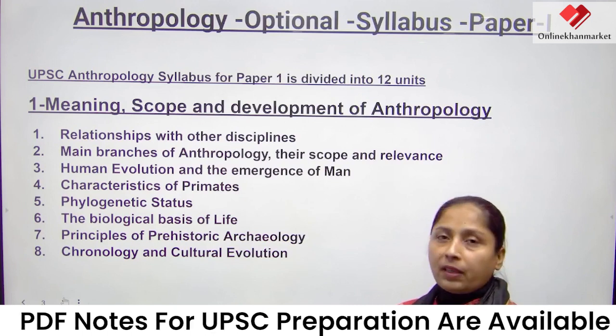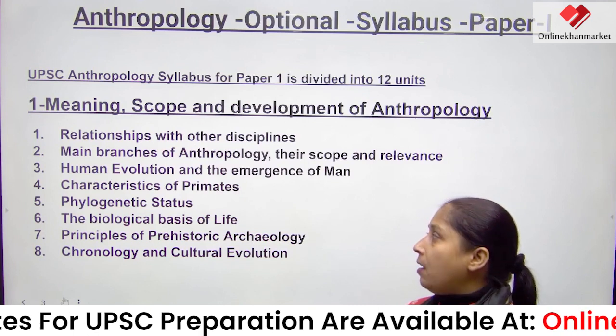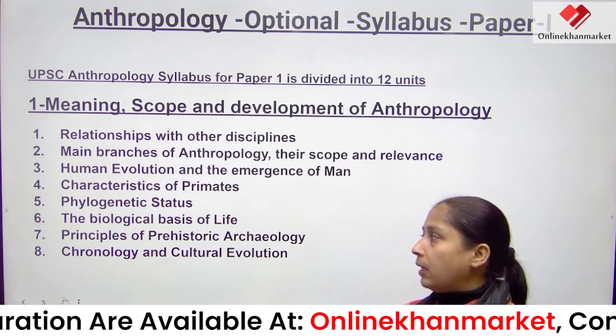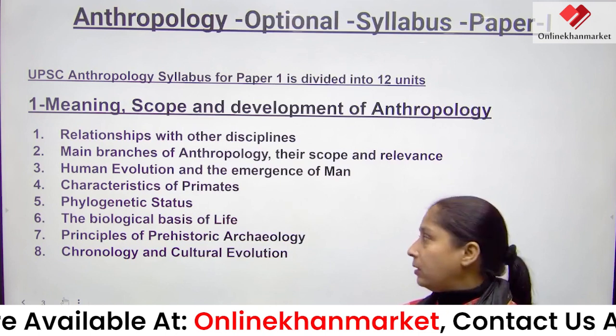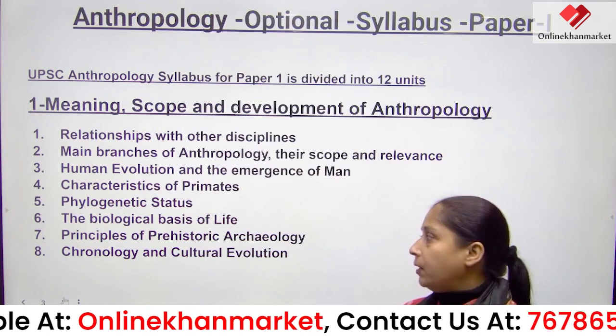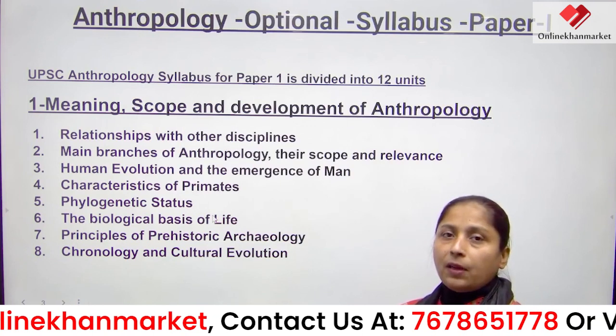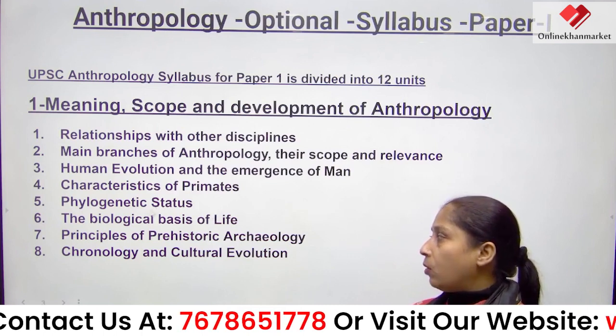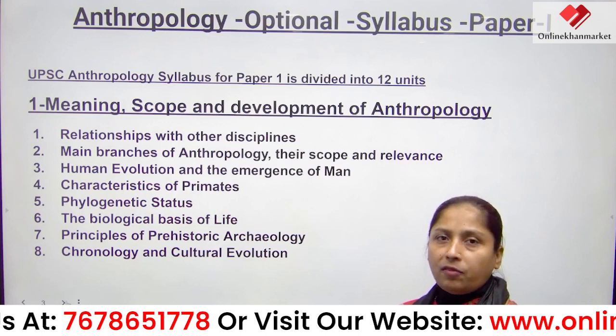Number 4, characteristics of primates. Number 5, Phylogenetic status. Number 6, the biological basis of life. Number 7, principles of prehistoric archaeology. Number 8, chronology and culture evolution.